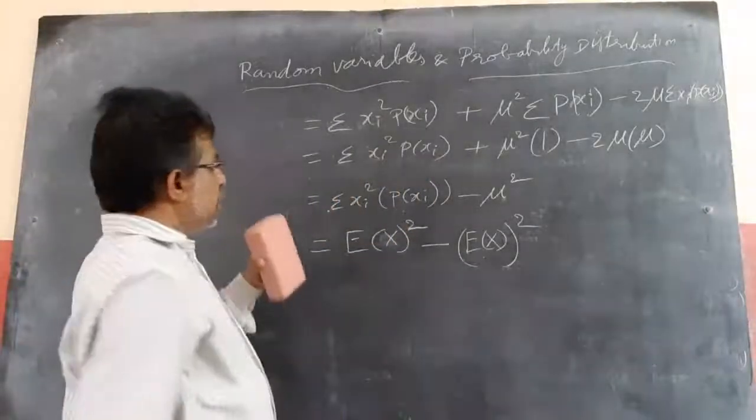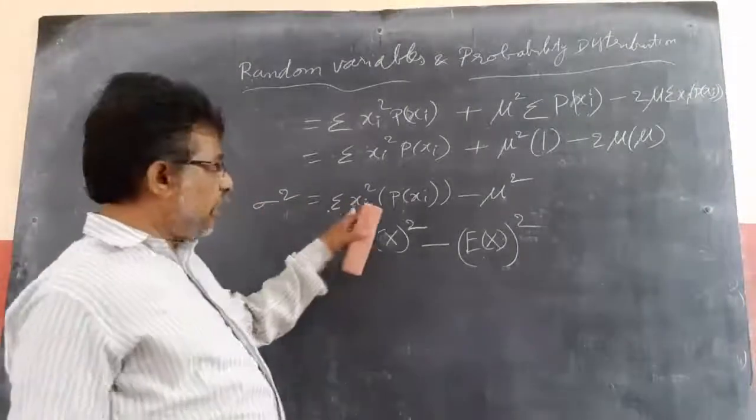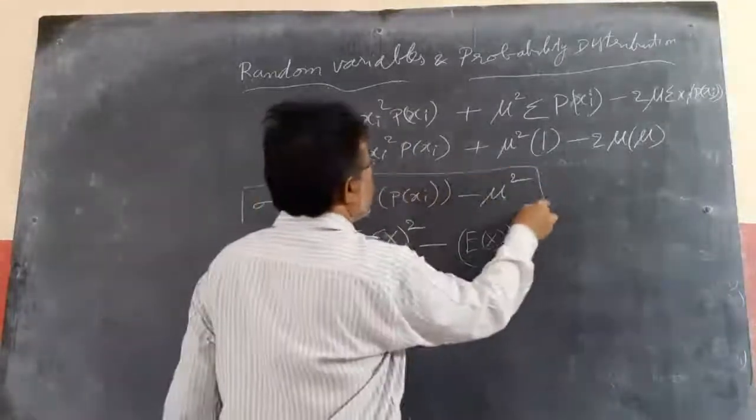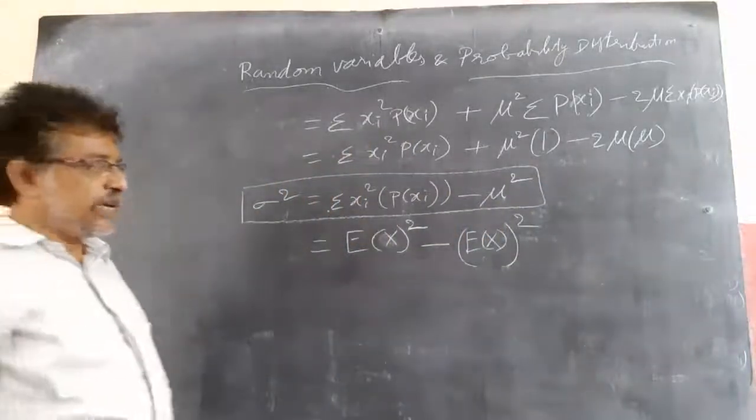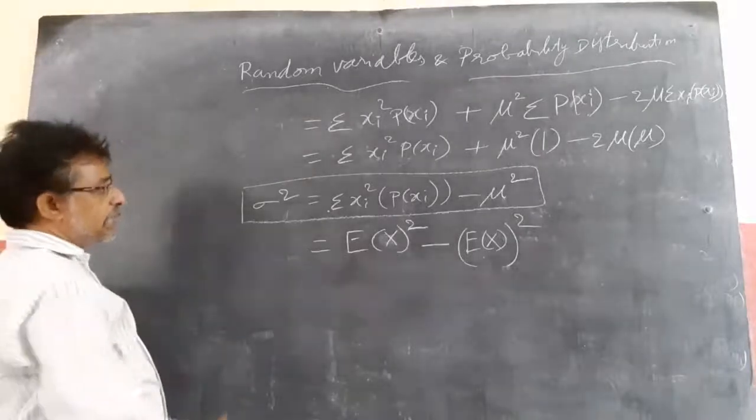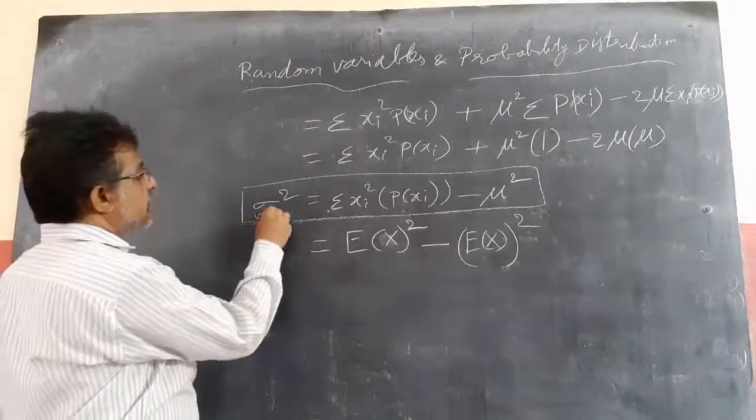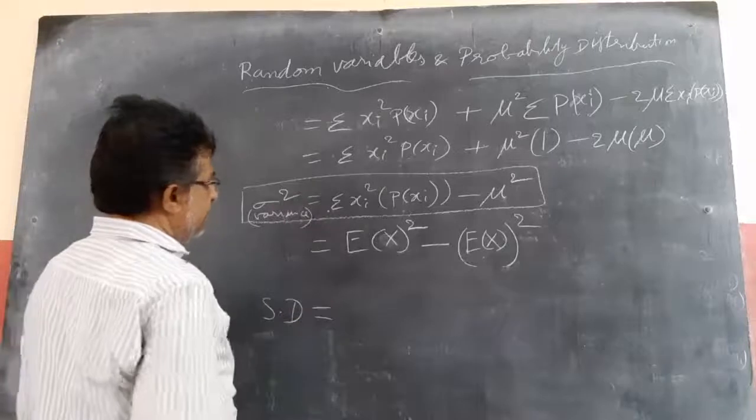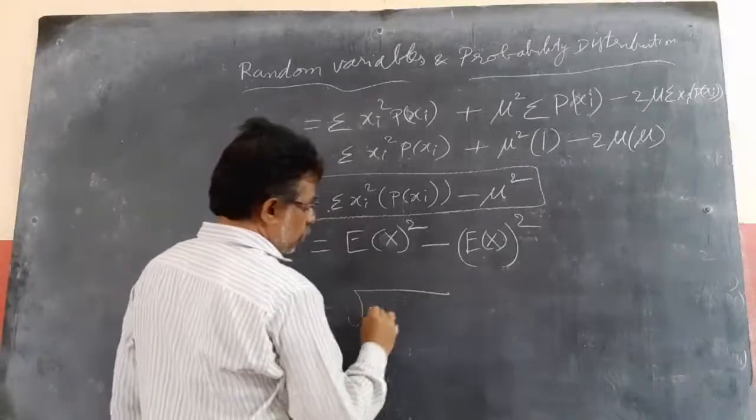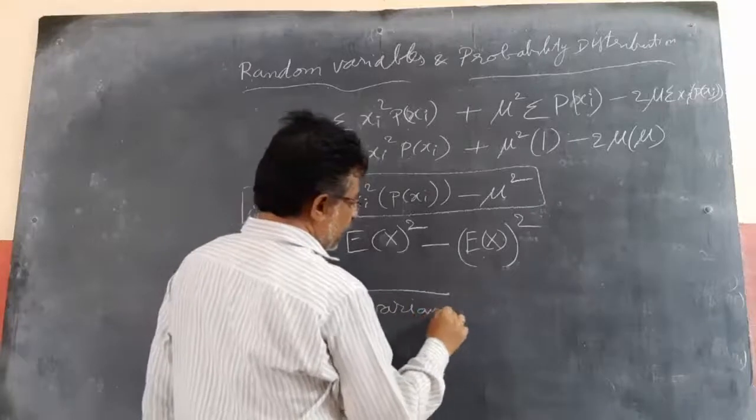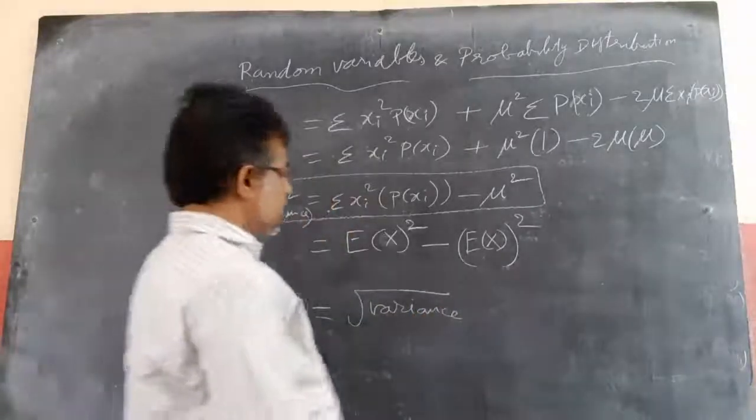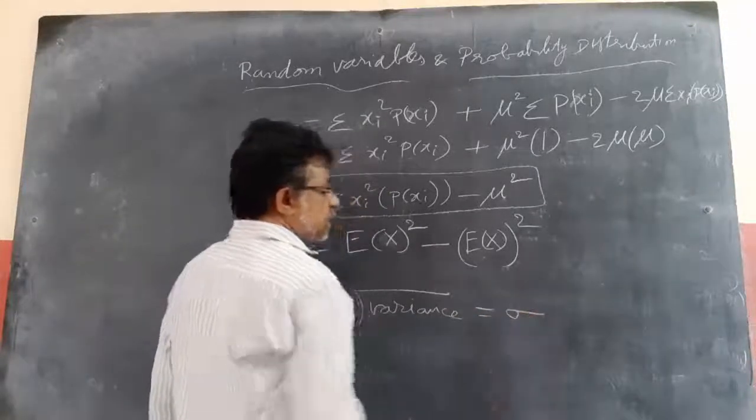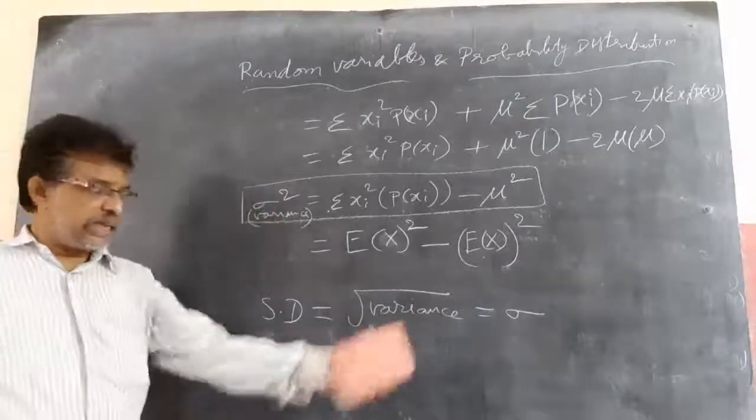So simply we can write variance rho square equal to sigma xi square into P of xi minus mu square. Remember the formula: rho square is nothing but variance. And standard deviation, SD, equal to root of variance. Root of variance is called standard deviation, represented with rho. Obviously root of rho square is rho. That's why variance is rho square, standard deviation is rho.